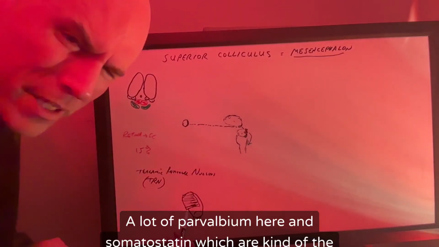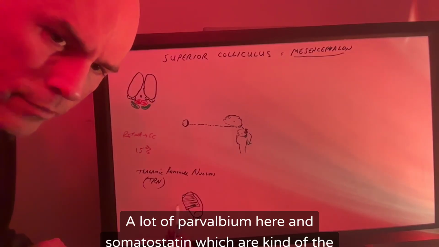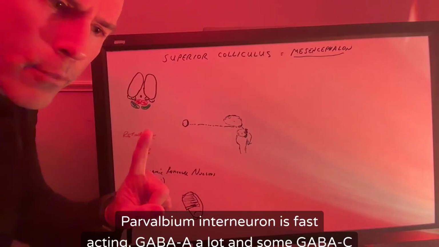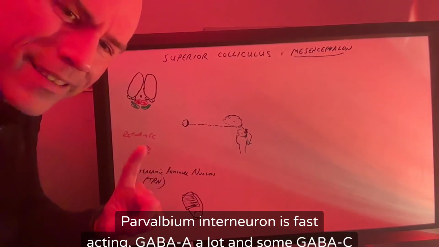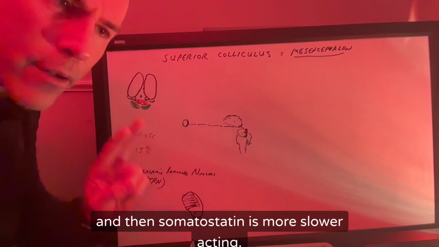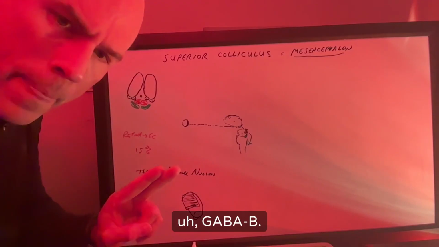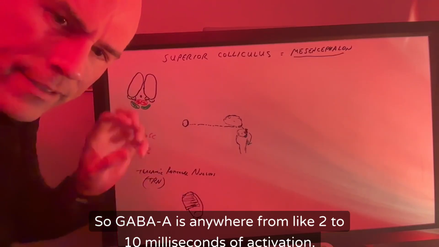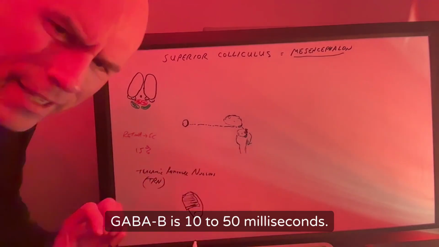A lot of parvalbumin here and somatostatin, which are kind of the top two inhibition neurons. Parvalbumin interneurons are fast acting, GABA A a lot, and some GABA C. And then somatostatin is more slower acting, GABA B. So GABA A is anywhere from like 2 to 10 milliseconds of activation. GABA B is 10 to 50 milliseconds, so it's kind of delayed.